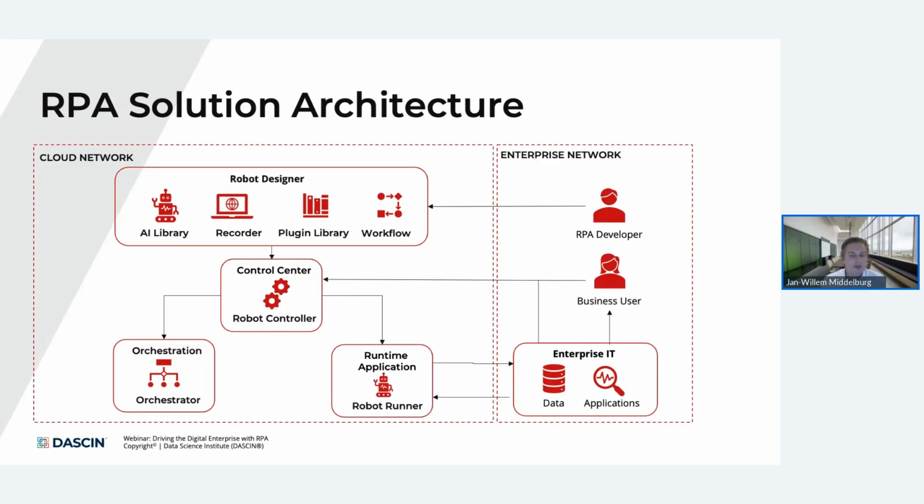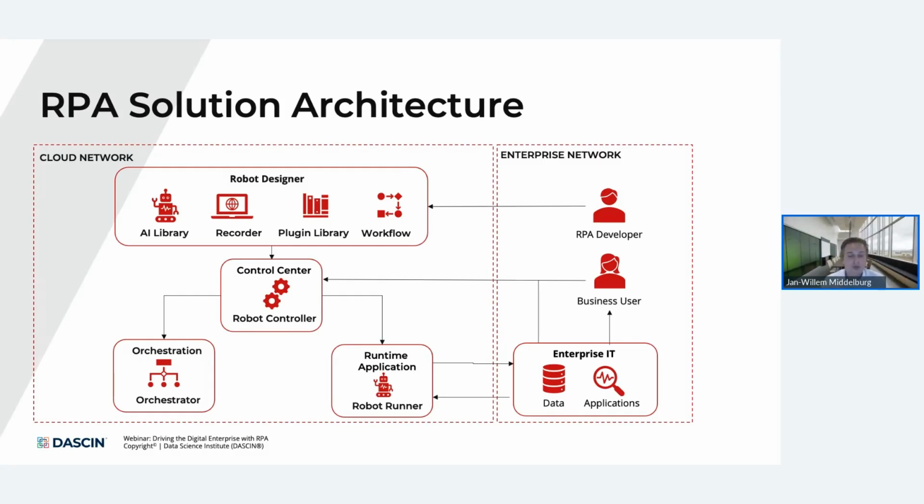Now, once those workflows have been established, they need to be launched and they need to be put into a production environment. And that's where Control Center comes in. In Control Center, we have robots that are scheduled to do specific tasks, and that will divide work between the number of robots in an organization.